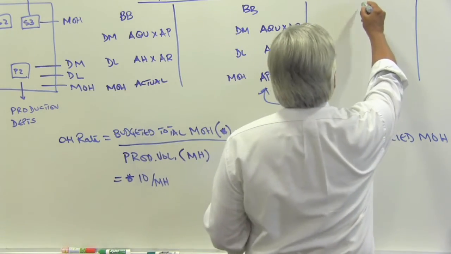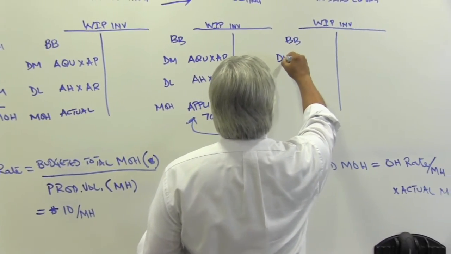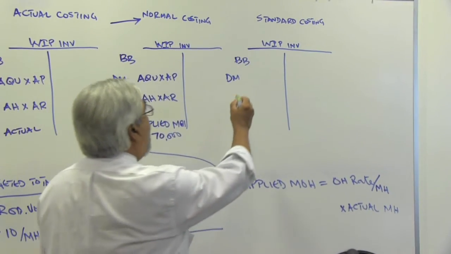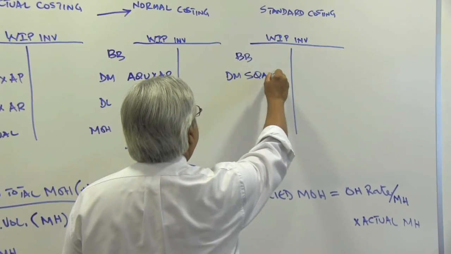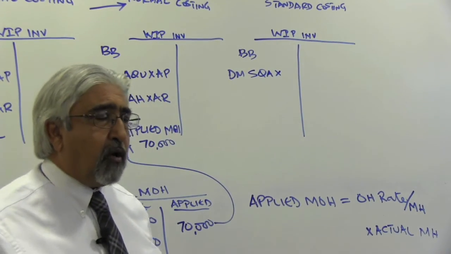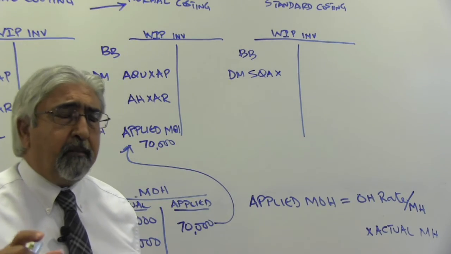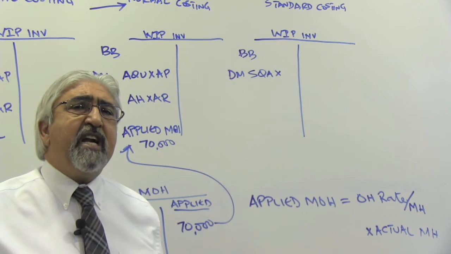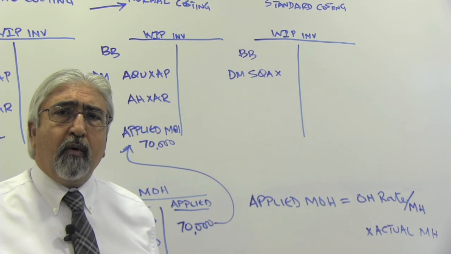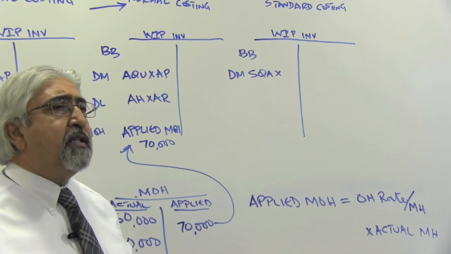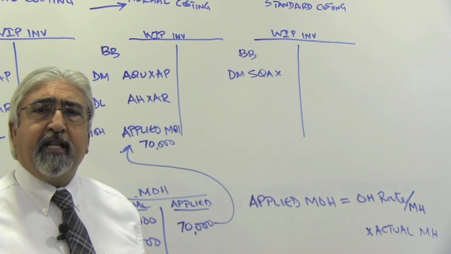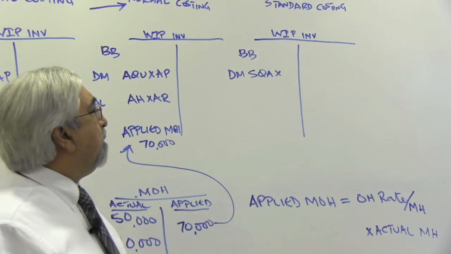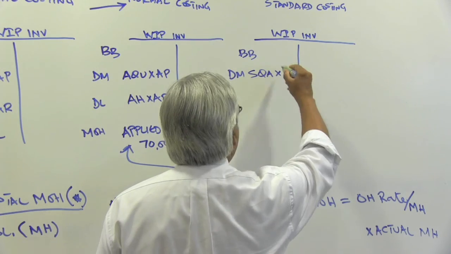So, for instance, there will be a beginning balance. For direct materials, we will debit work in process for something called SQA, which in total, and I hope you always say it in total because it will help eliminate some confusion, is the standard quantity allowed for the actual output during the period.